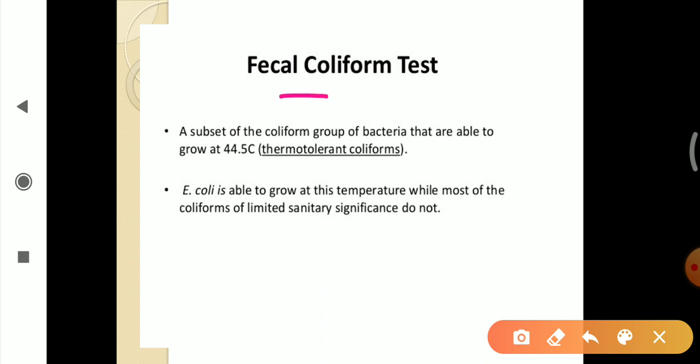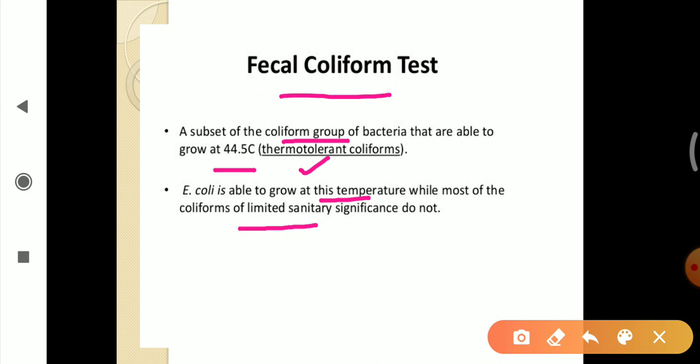Okay, we should know what coliform is and what fecal coliform is. Fecal coliform is a subset of the coliform group of bacteria that are able to grow at 44.5 degrees Celsius. They are thermotolerant coliform. Normally, we incubate our tubes at 37 degrees Celsius, but here we are incubating our tube at 45 degrees Celsius because this group of bacteria are thermotolerant. E. coli is able to grow at this temperature, while most of the coliforms of limited sanitary significance do not.